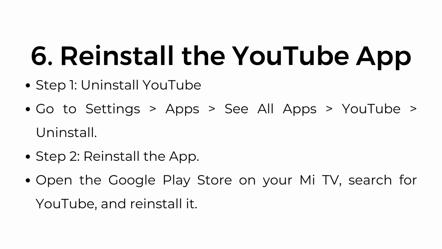6. Reinstall the YouTube app. Step 1. Uninstall YouTube. Go to Settings, Apps, See All Apps, YouTube, uninstall. Step 2. Reinstall the app. Open the Google Play Store on your MyTV, search for YouTube, and reinstall it.